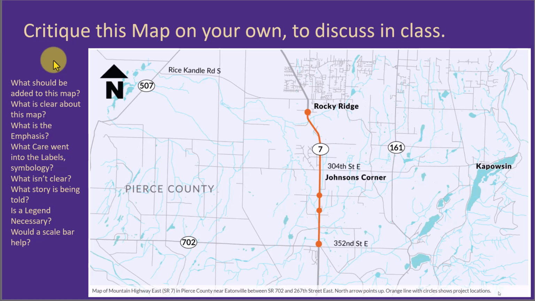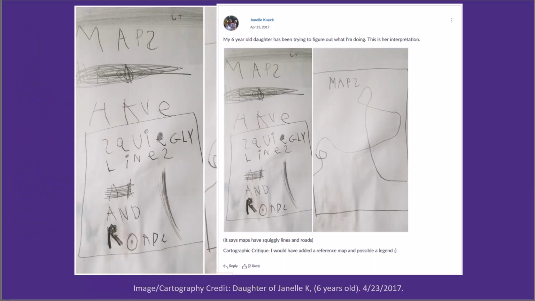So to give you a little background, this map was presented when there was construction on Route 7 in Pierce County, rural Pierce County, and this was the map that was presented online to go with the article about the construction. This is an image that was presented as a map of the day. It's actually my personal favorite, my number one personal favorite map of the day. It was submitted by Janelle Kay and her daughter, who was at the time 6 years old. This was back in April of 2017.